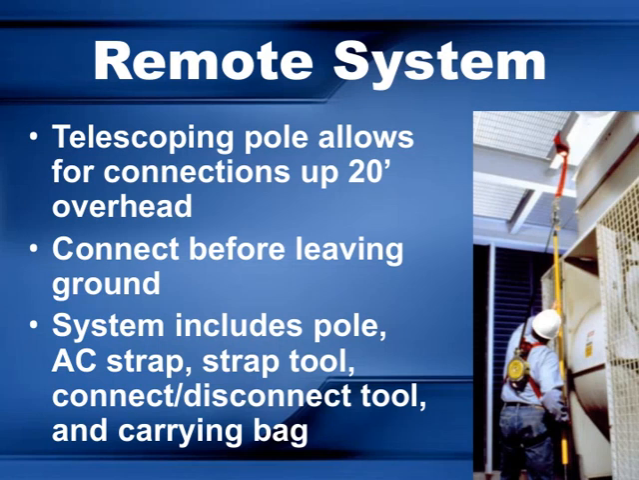On this slide, I want to highlight the versatility of our telescoping pole, which allows you to make connections up to 20 feet overhead. This is especially useful when working at heights or in hard-to-reach spots. One key point is to connect everything before leaving the ground, ensuring safety and efficiency. The system is quite comprehensive. It includes the pole itself, an AC strap for secure connections, a strap tool to help tighten or loosen straps, a connect-disconnect tool for quick setup and removal, and a carrying bag for easy transport and storage.